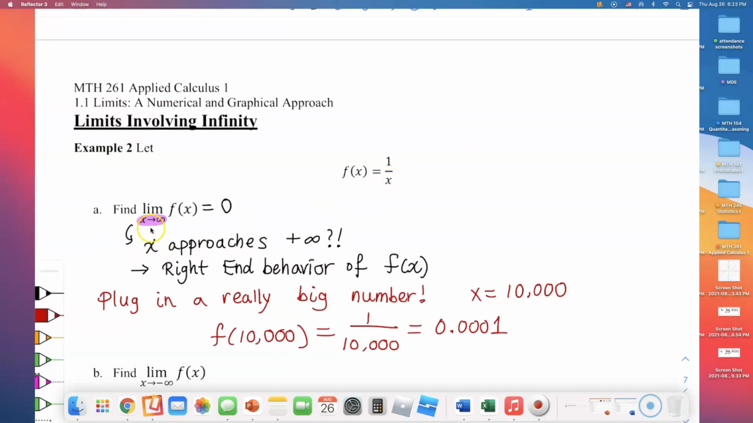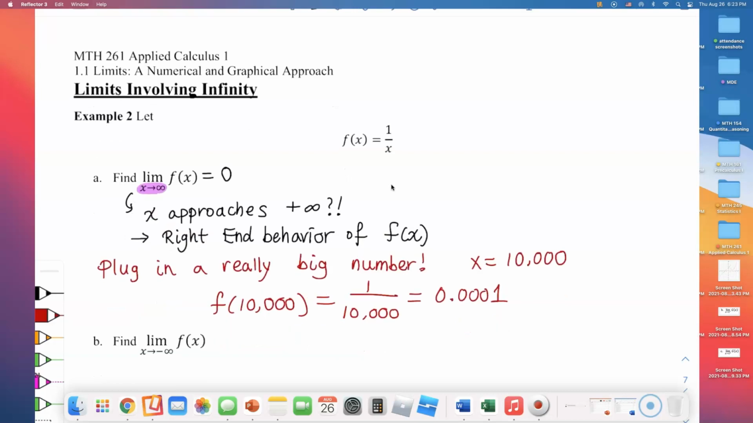So as x gets really big, we're dividing $1 by a really big number. So each of these people gets nothing. So that's why as x gets really big, the limit is approaching 0.